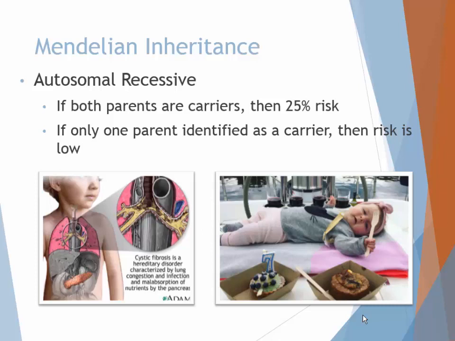If only one parent is a carrier of a condition and we screen the other parent and they're not identified as a carrier, then the chance of them having an affected child is actually very low. We never say 0 though, because our screening is never 100%.